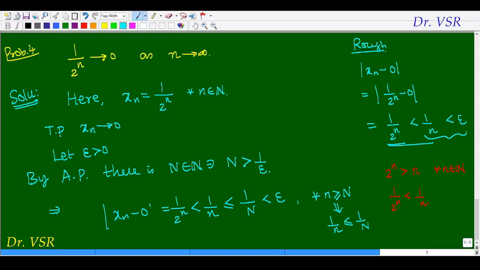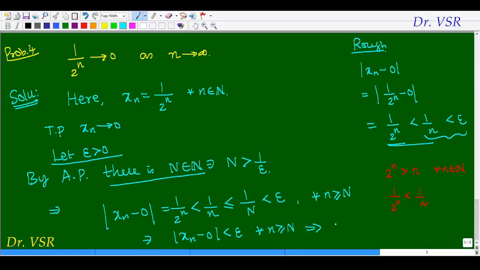So look at what we started with: let epsilon be positive. There is an n belongs to natural number such that modulus of xn minus 0 is less than epsilon for every n greater than or equal to n. That's all. Therefore, we can write that this xn converges to 0.